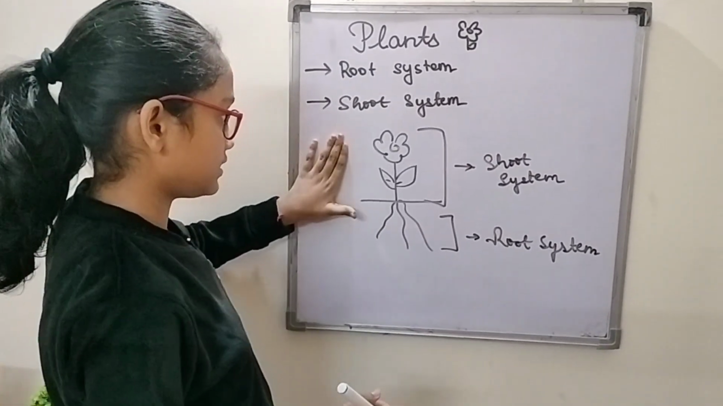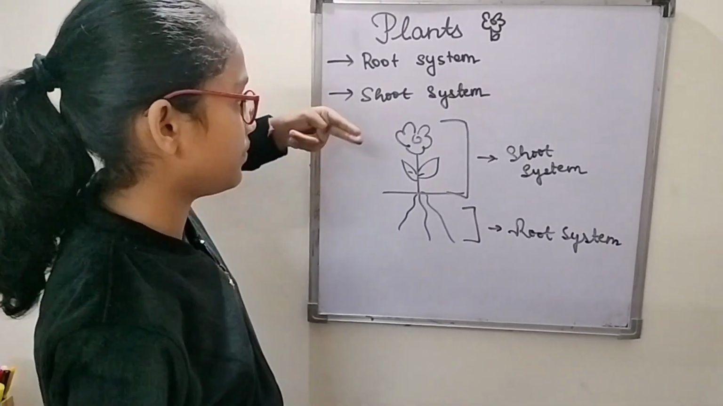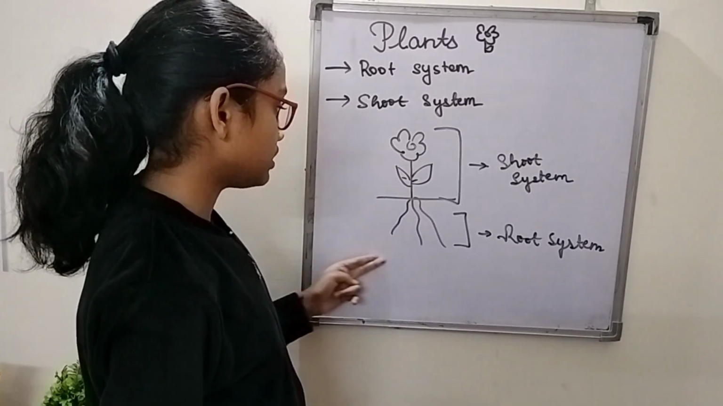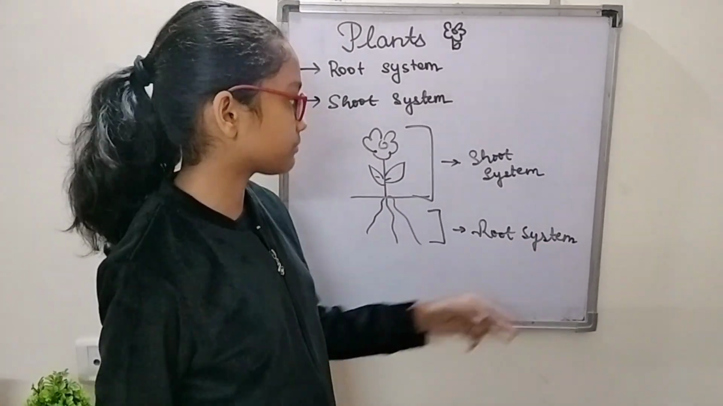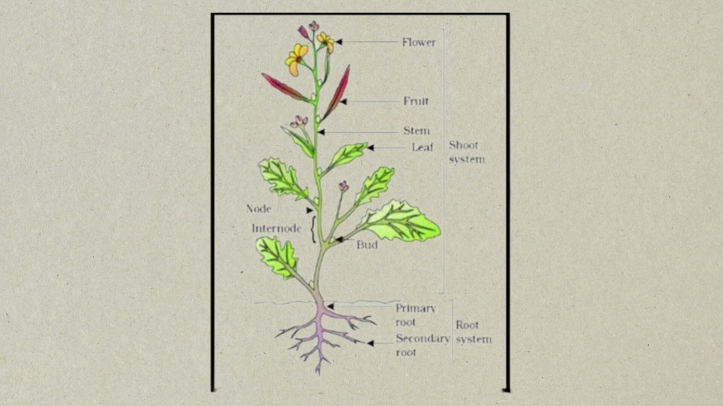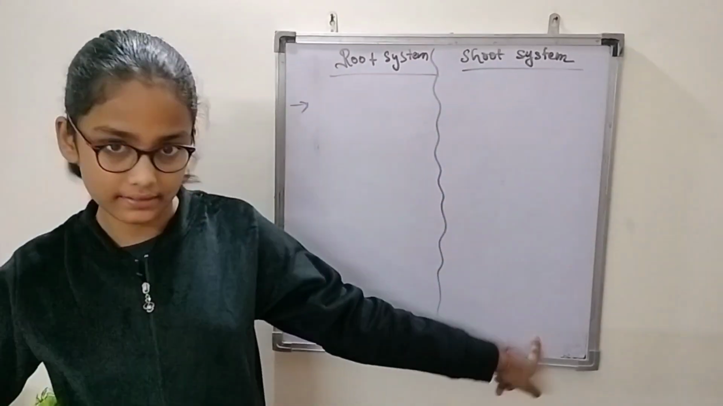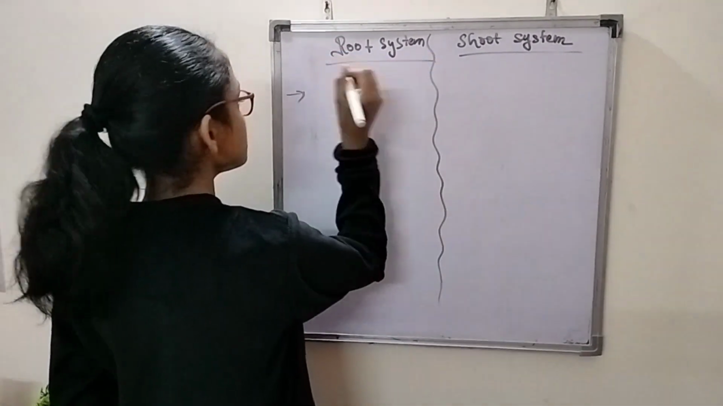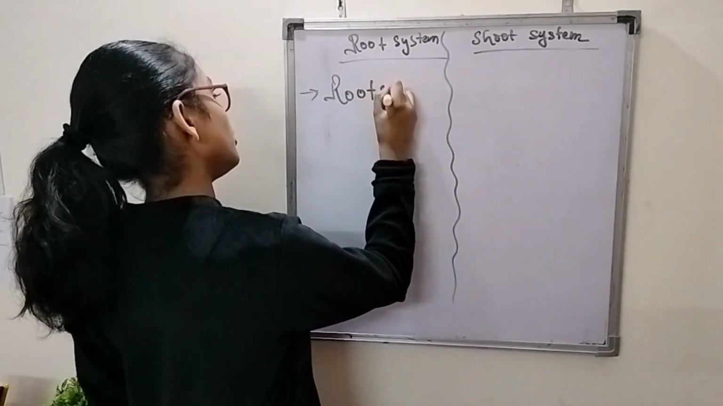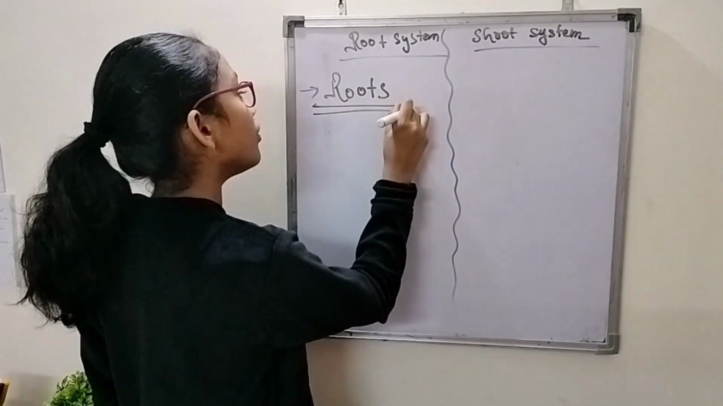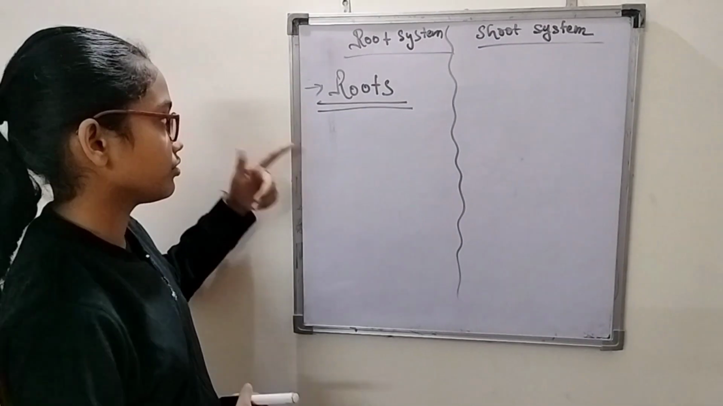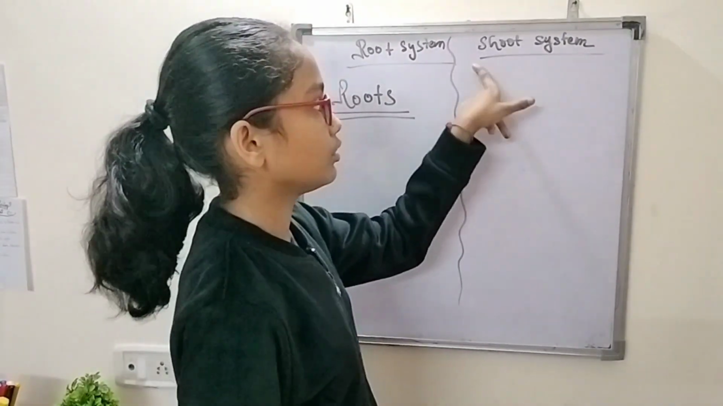The part that is above the soil is known as the shoot system, and the part that is below the soil is known as the root system. So let me erase this and we will clarify it. We will write the parts. The first is the root system. Roots are the only part of the root system. And now we will move to the shoot system.